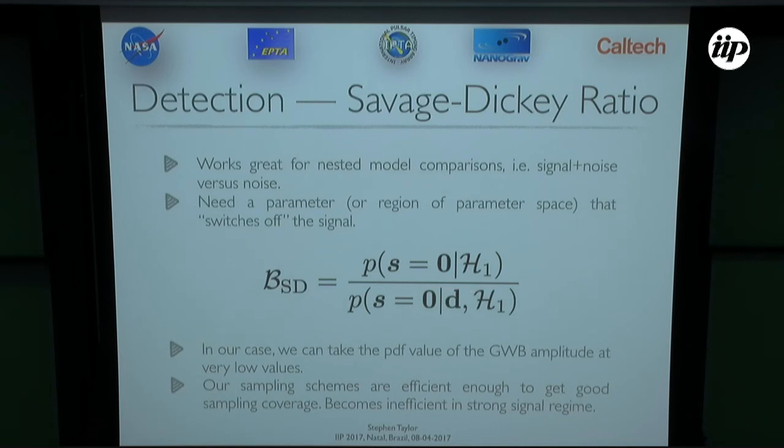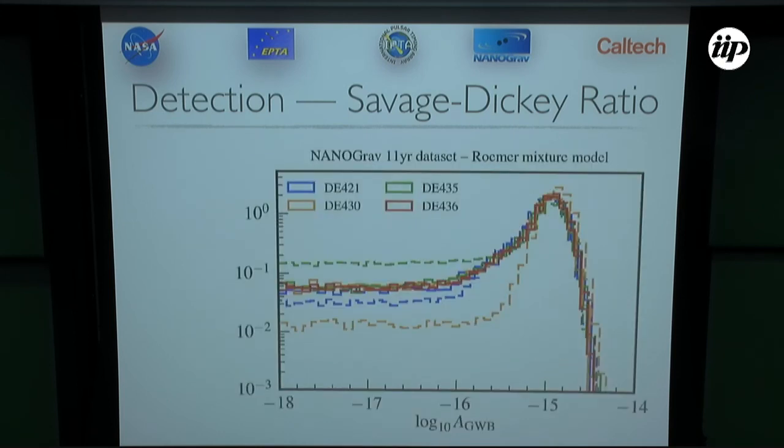And in our case, we can take just the PDF value, the posterior PDF value of the gravitational wave background amplitude at very, very low values. And our sampling is very efficient to get us good coverage down to very low amplitude values. Obviously, we've got no detection, and so we're going to get excellent coverage at values which are consistent with 0. It breaks down in the strong signal regime, because then you won't get very good coverage in the region of parameter space where the signal is 0.